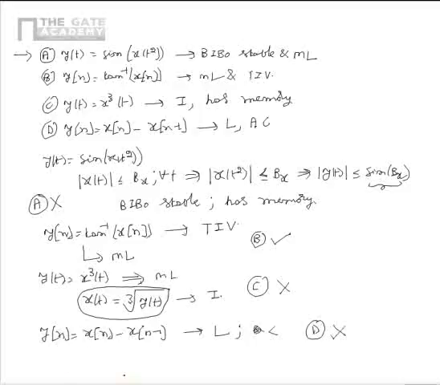So from this we see that out of the options, the option B is correct, in which it's given that y of n is equal to tan inverse of x of n is the system which is memoryless and time invariant.